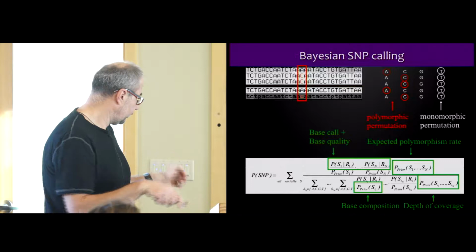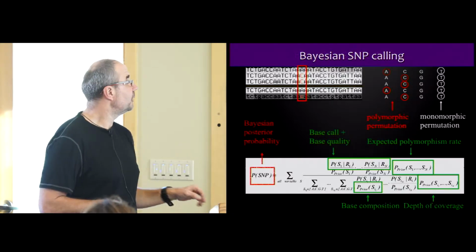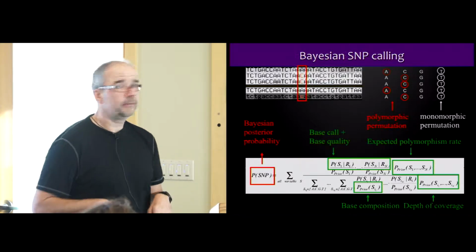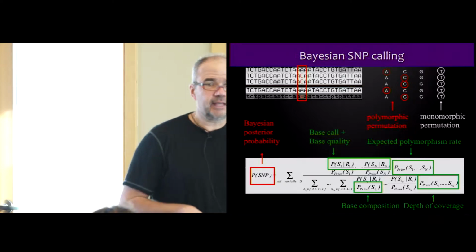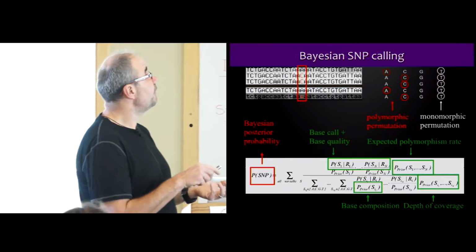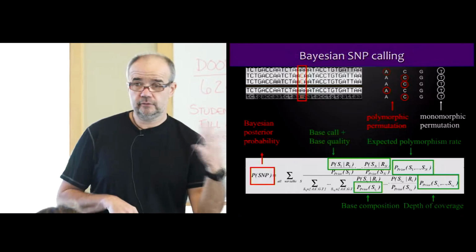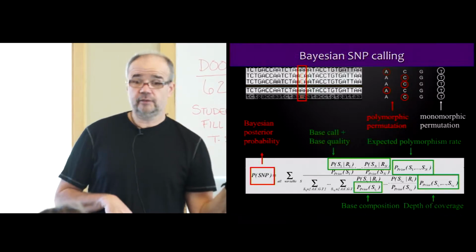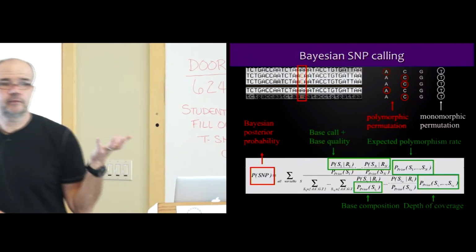So all that goes into a bag, well, a mathematical equation, and out comes a likelihood, and that's the likelihood that this, in fact, is a polymorphic site versus we're seeing these differences based on sequencing error, okay?